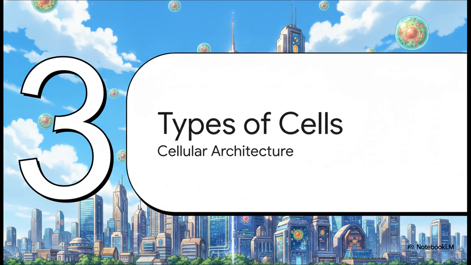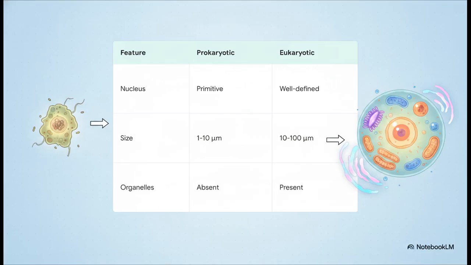Section 3. Types of cells. Cellular architecture. Okay, let's break down the 2 main categories of cells, prokaryotic and eukaryotic. The prefix pro means primitive, and karyon means nucleus. So prokaryotic cells, they have a primitive nucleus, and they're really tiny, usually ranging from just 1 to 10 micrometers. Eukaryotic cells, on the flip side, have a well-defined membrane-bound nucleus, and they are way larger, typically 10 to 100 micrometers.